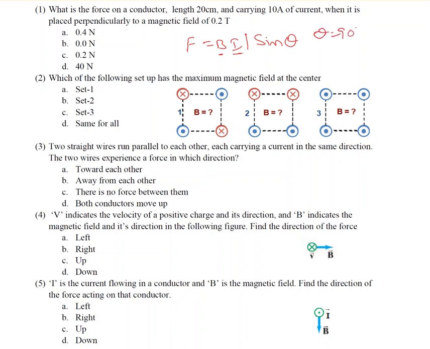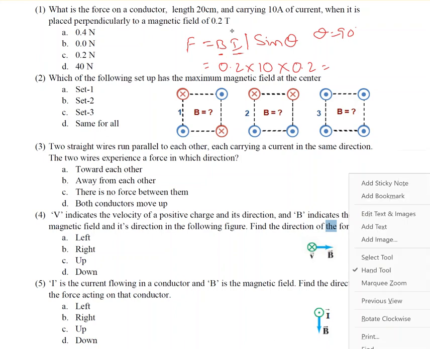So F equals BIL. We know the B value, which is 0.2 Tesla, the I value is 10 ampere, and the length is 0.2, converted into meters, so 2 times 0.2, which is 0.4 Newton. So A is the right answer.